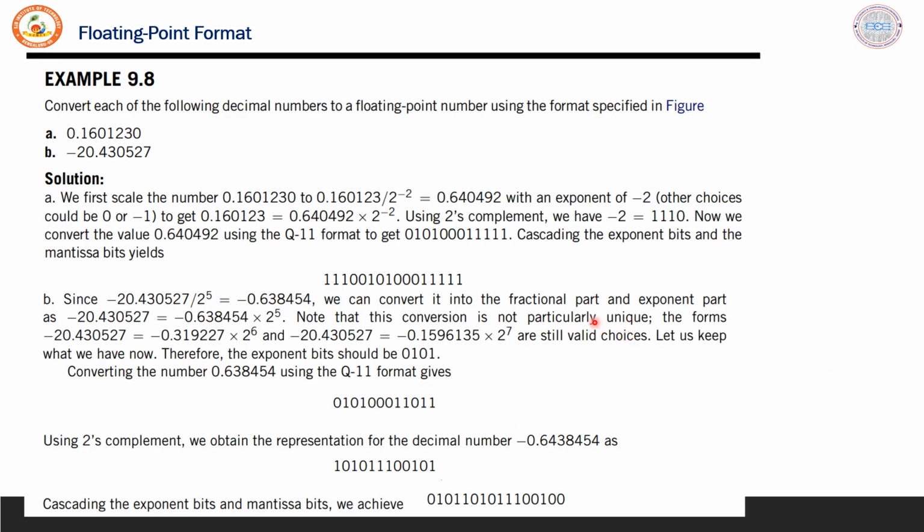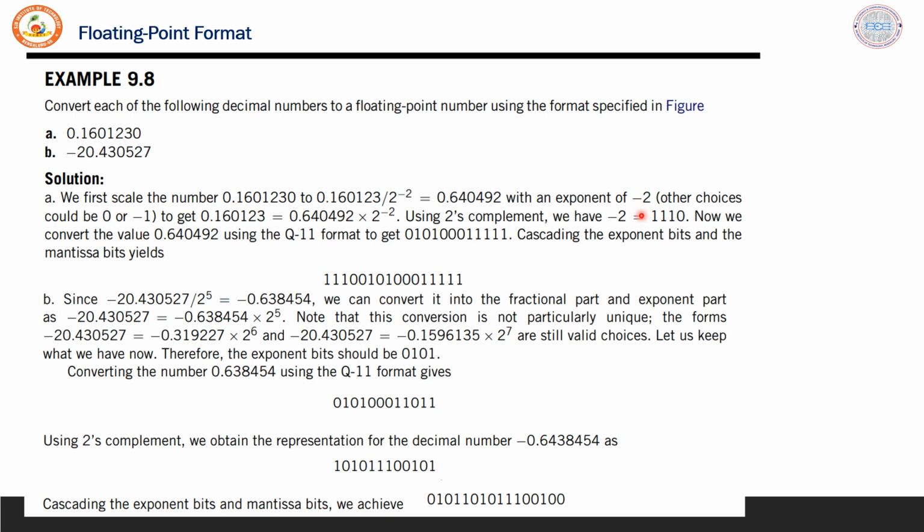Let us consider an example. In this example, we are given a decimal number and this has to be converted into the floating point number using the format specified in the previous diagram. So when you are given a value like 0.1601230, we initially scale it by dividing it by 2 to the power of -2 so that we can obtain an exponent. The division will yield the value 0.640492 and the exponent is going to become -2.